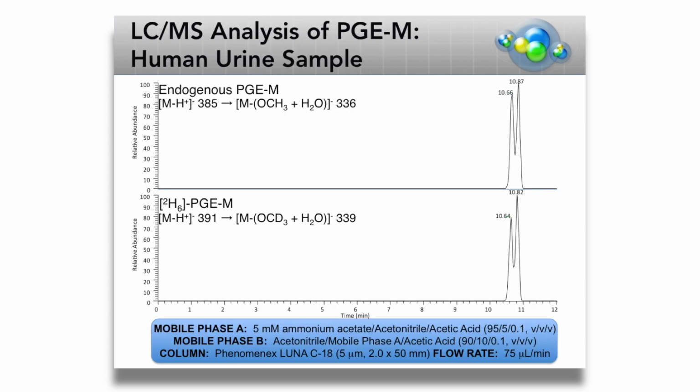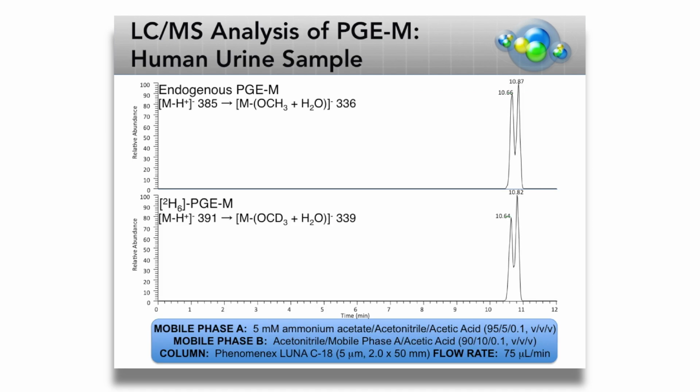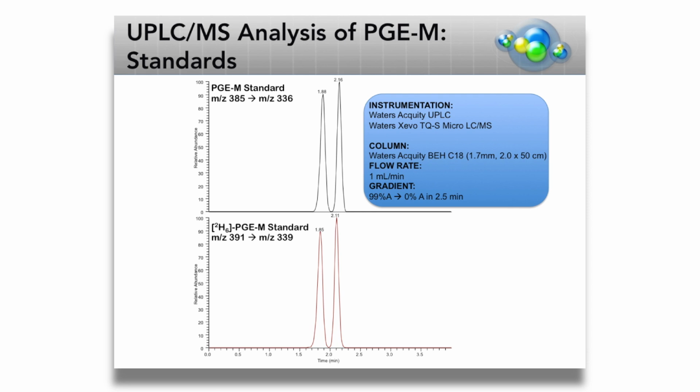This LCMS chromatogram shown here shows that there are 2 different peaks that are generated in the chromatogram based on the 4 different isomers of PGEM that are generated during the derivatization. The advent of UPLC technology has allowed for a much faster quantification of PGEM, going from a runtime of 15 minutes to a runtime of about 3.5 minutes. And these 2 isomers can be baseline separated very well using UPLC techniques.